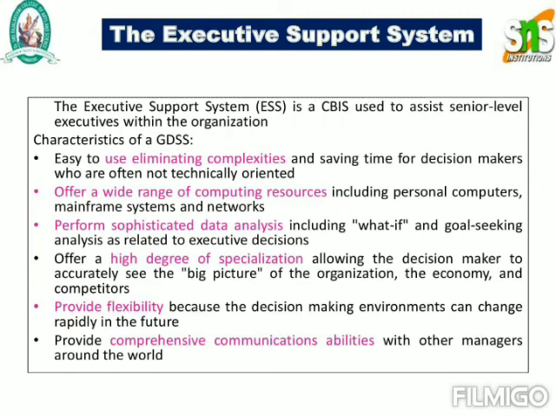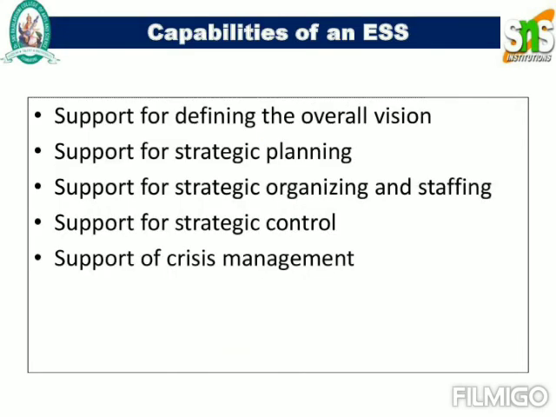Provides flexibility because decision makers face a rapidly changing environment in the future. Provides comprehensive communication abilities with other managers around the world. So these are some of the characteristics of your executive support system. Some of the capabilities of your ESS, that is your executive support system: support for defining overall vision, support for strategic planning, support for strategic organizing and staffing, support for strategic controls, and support for crisis management.